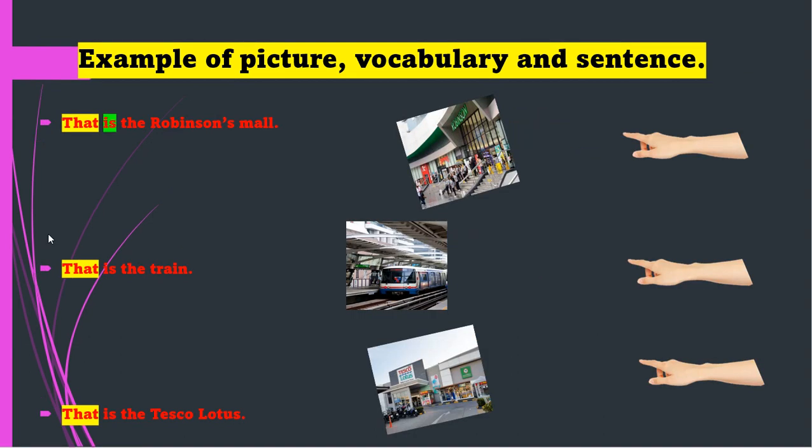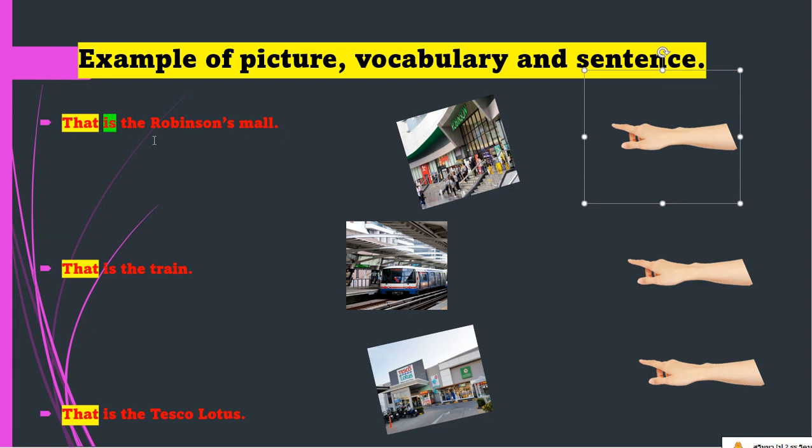Okay, next. That is the Robinson's Mall. So this one you see is far away. That is far away, but we're talking about only one thing. We're talking about Robinson's Mall, so only one. And we used is because the subject is one. I use the article the and Robinson because this one is specific, the Robinson's Mall. It is really the Robinson's Mall because it has the name Robinson here. And this is a singular noun, a place, singular because we're talking about one.